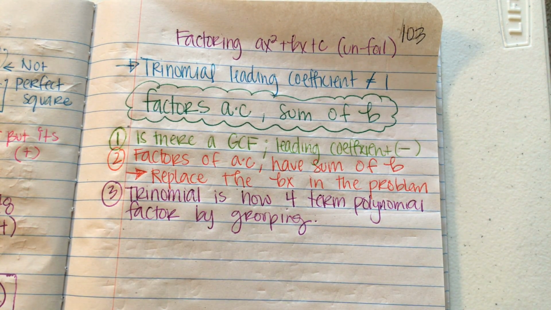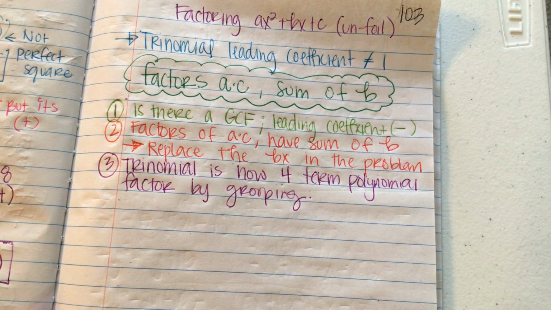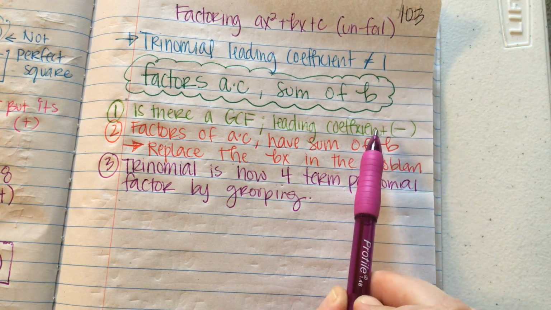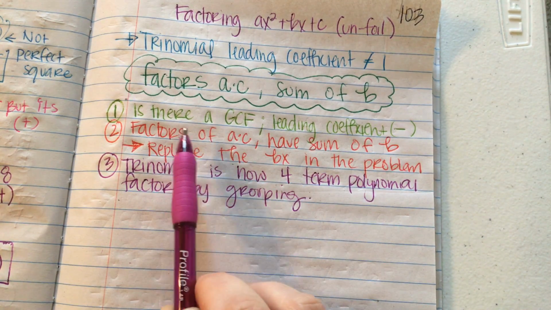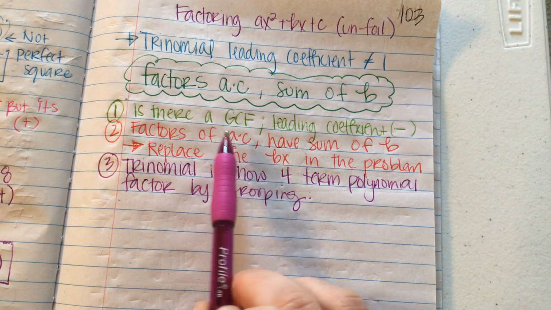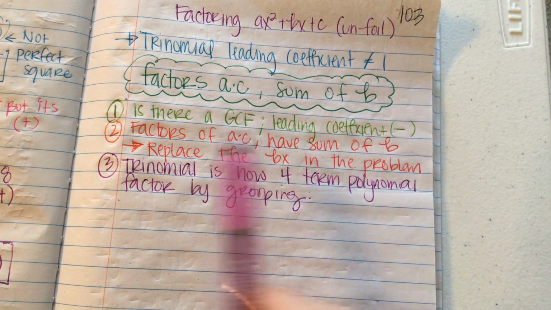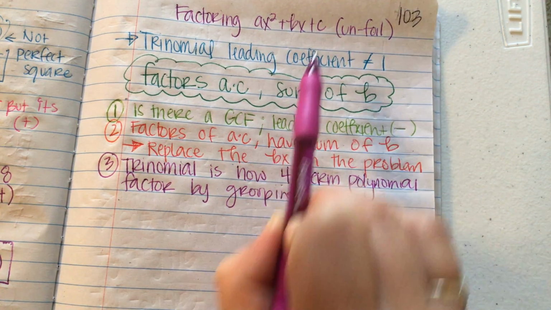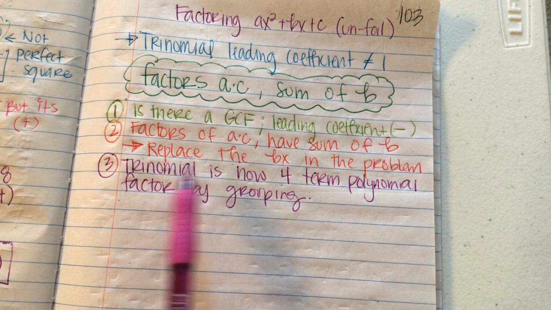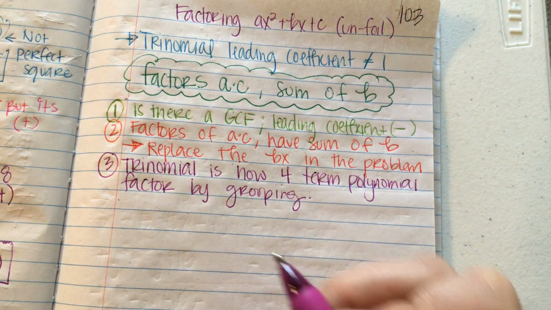So let's do some practice. Again, is there a GCF, or is the leading coefficient negative? Take that out first. If you still have an A value that's not 1, you're looking for factors of A times C that have a sum of B. You're going to replace that BX, the middle term, with those two factors. Our trinomial became a 4-term polynomial, and we're going to factor by grouping.